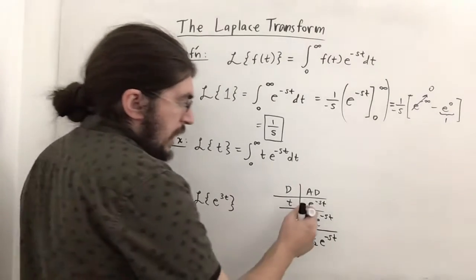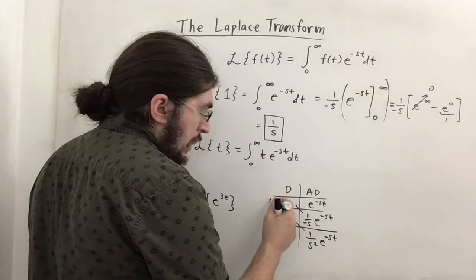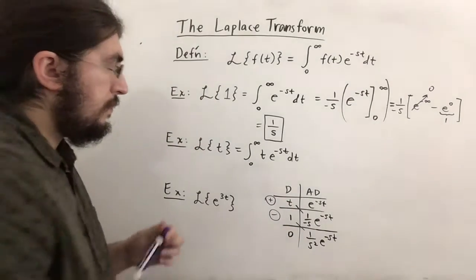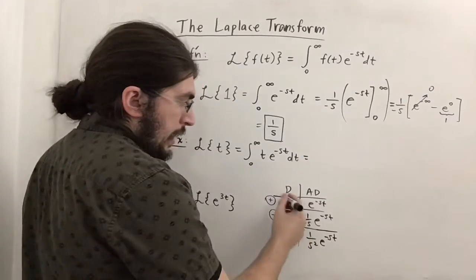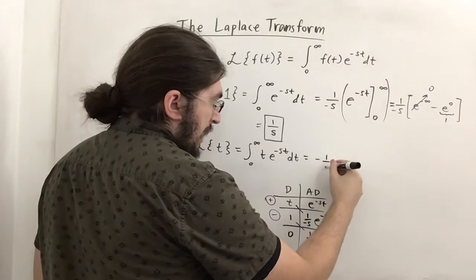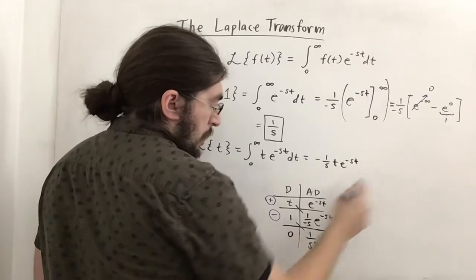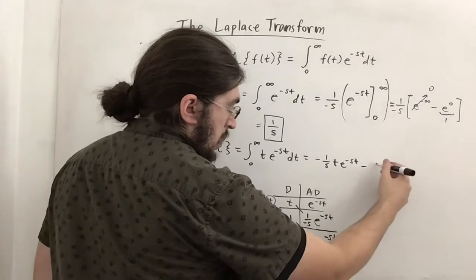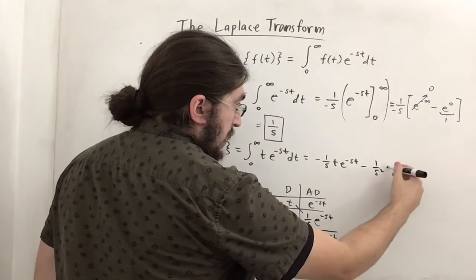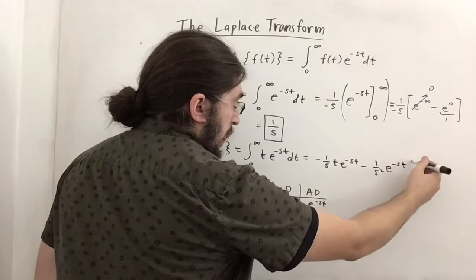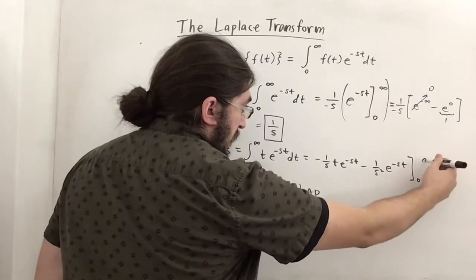And then by the rules of the tabular method, you multiply diagonally like this and alternate the signs positive, negative, and so on. So now what we end up getting here is negative 1 over s t e to the negative st minus 1 over s squared e to the negative st. Okay, good. We want to evaluate this between 0 and infinity.